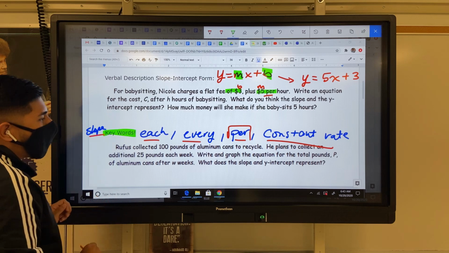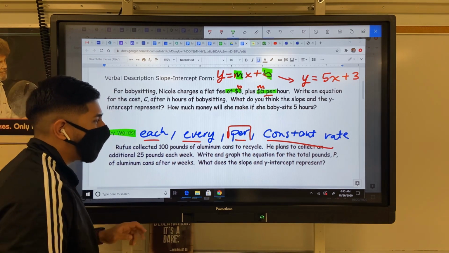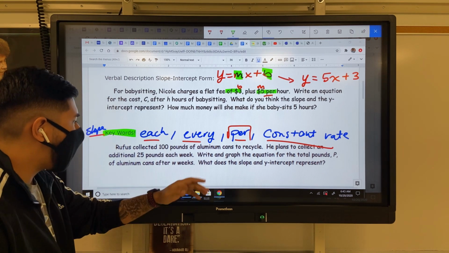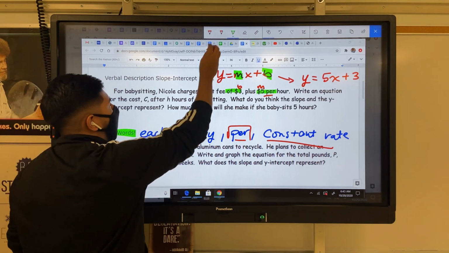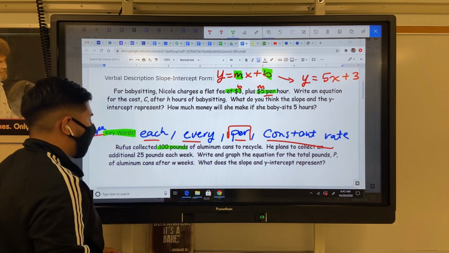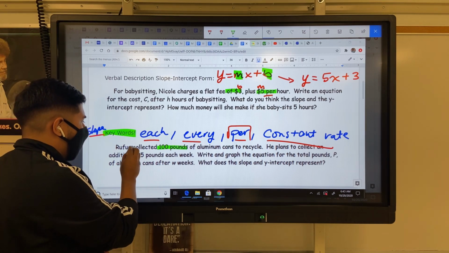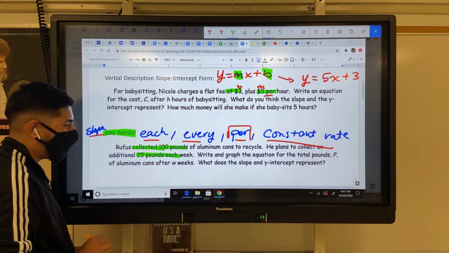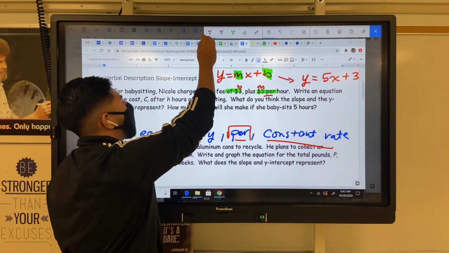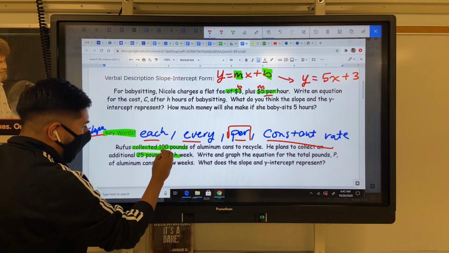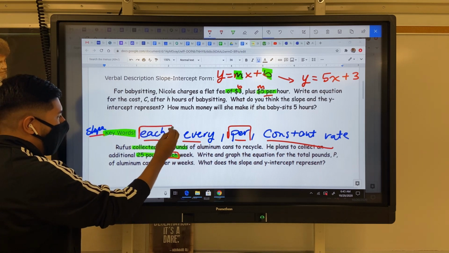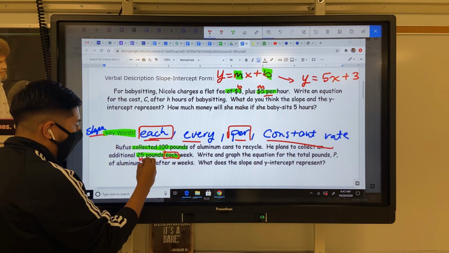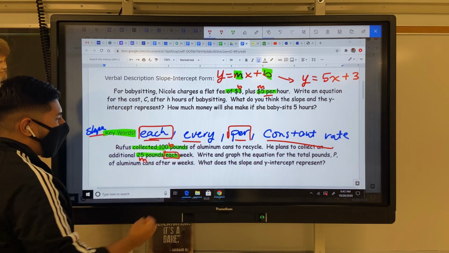Rufus collected 100 pounds of aluminum cans to recycle. He plans to collect an additional 25 pounds each week. Write a graph and all that great stuff. Okay. So our key values, 100 pounds. So he already collected it, so he already has it. He plans to collect an additional 25 pounds each week. Keyword, 25 pounds each, right here. So since that's my keyword, 25 pounds is going to be my slope. So this is my m value. And the other number is just my b.